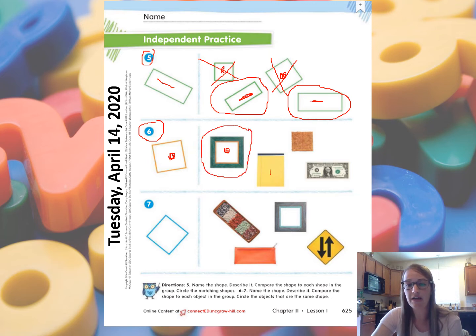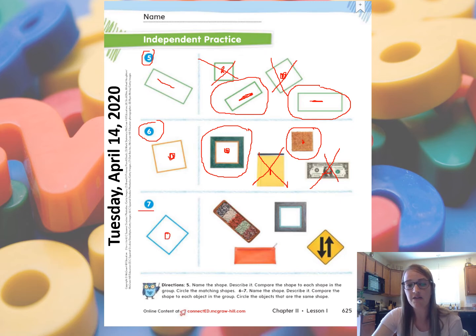How about the pad of paper? Is it a square? Nope, it's a rectangle. How about, looks like a graham cracker. Is this a square? Yes, let's circle it. And how about the dollar bill? Is it in the shape of a square? Nope, it's a rectangle. Let's go to number 7.